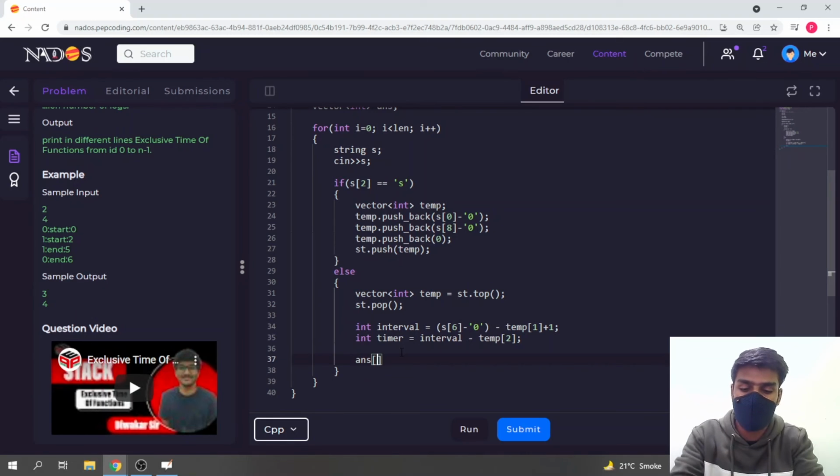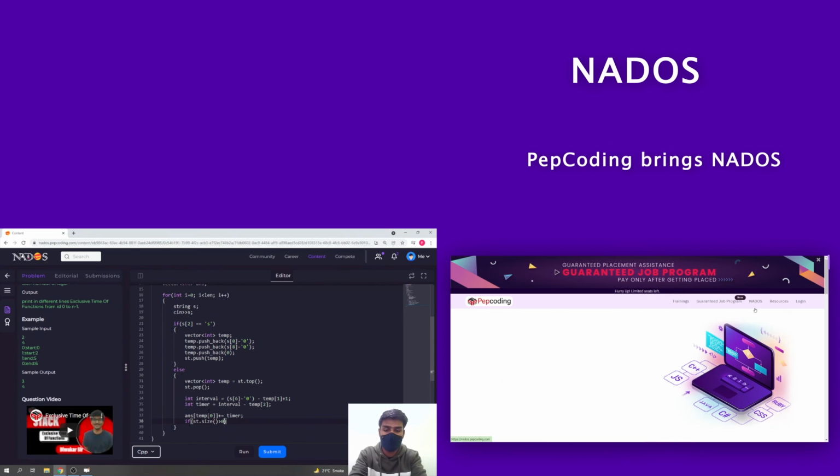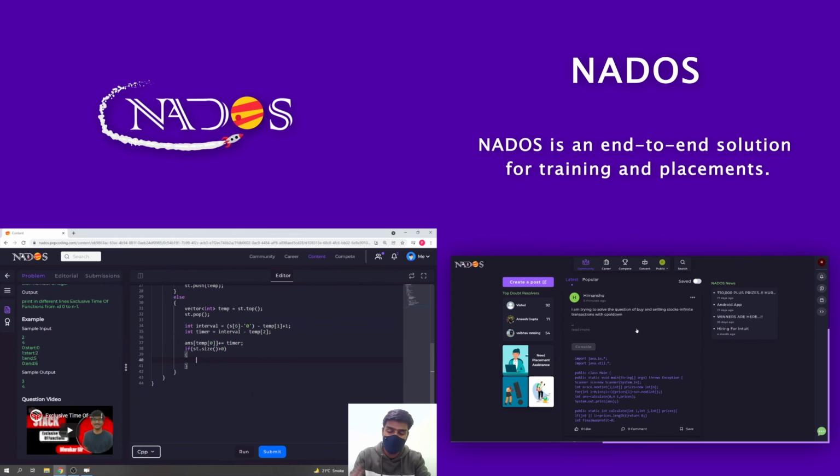Now I will store my answer inside my answer vector: the answer value in temp 0 plus equals timer. So inside my answer vector, there is the zeroth position, and I will store my timer there. Alright, so now what will I do? I will check my stack. If my stack size is greater than 0, then what will I do?